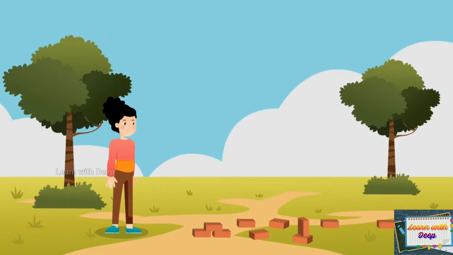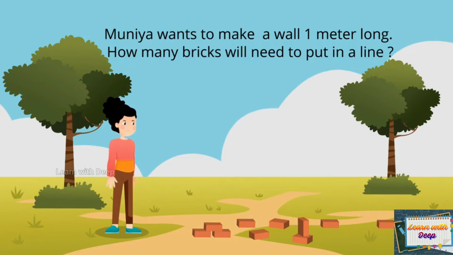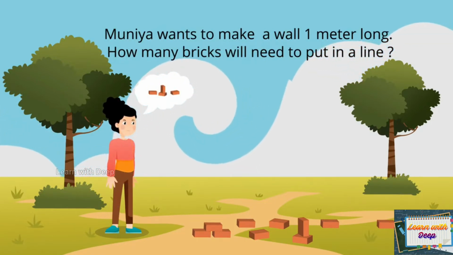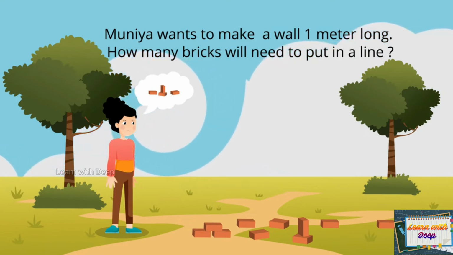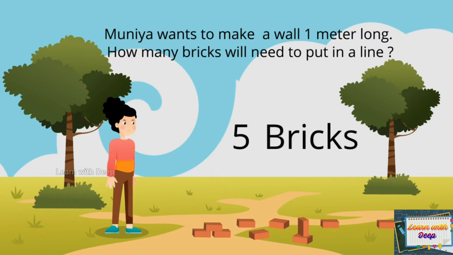Next, Munia wants to make a wall 1 meter long. How many bricks will she need to put in a line? Yes, try and solve it. Try. Very good. She will require 5 bricks. Very good. Now, let's read further.